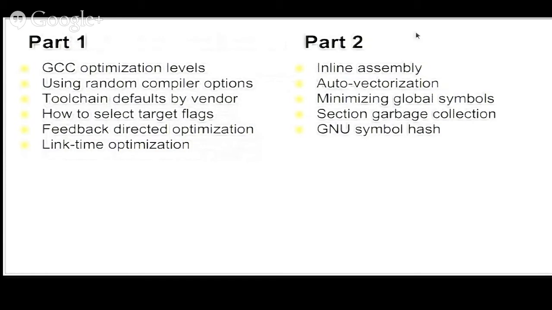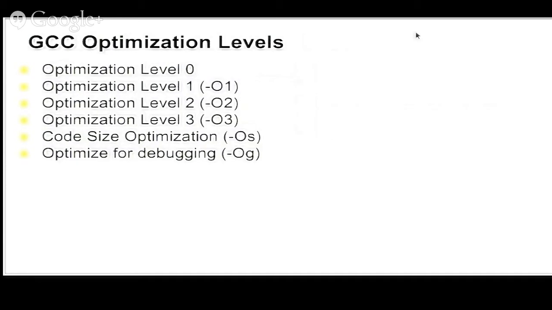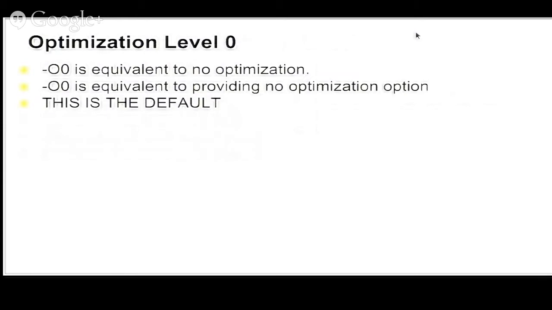All right. So I'm going to start off with the optimization levels. If you've used GCC any length of time, you're probably familiar with most of these. I'm going to just touch on what happens at a very high level at each optimization level. So -O0 is equivalent to no optimization. It's also equivalent to what would happen if you didn't specify any -O option on the command line. This is actually the default if you don't specify anything.